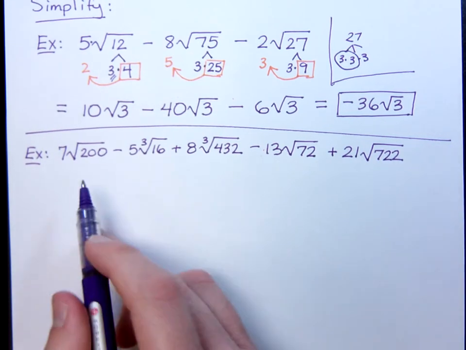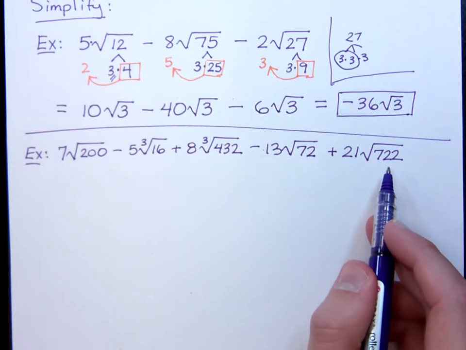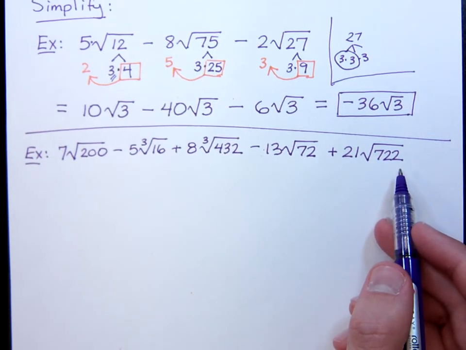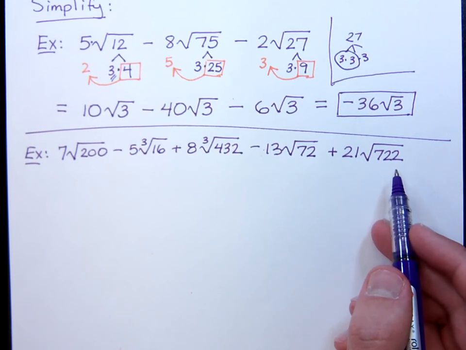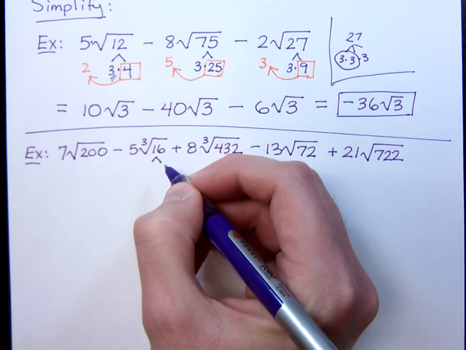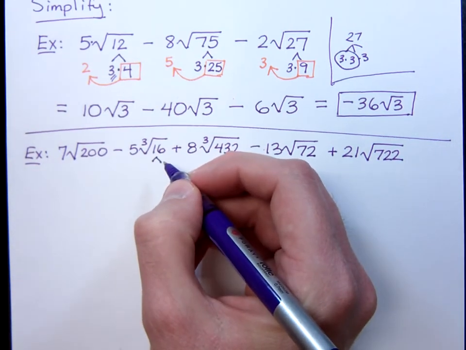So I've got 4 different radicals I need to break down. Now, what was the trick, or the hint that I said for the last one? What was the first thing you should try to look at? The smallest number, which one is that? The 16. Now, understand the 16 is inside of a cube root, so I need to find a factor of 16 that is a perfect cube.